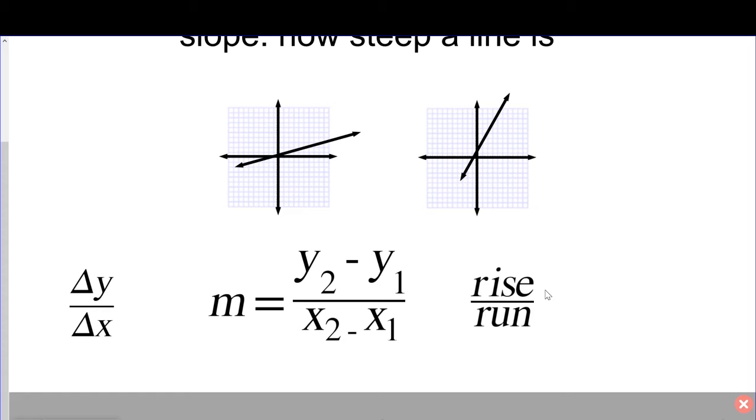Another way to look at slope is rise over run, and that's your y values over your x values. Rise is up and down, and run is from left to right. So the difference in going up and down over the difference from going from left to right. With that out of the way, let's look at a couple methods that we can use to find slope.